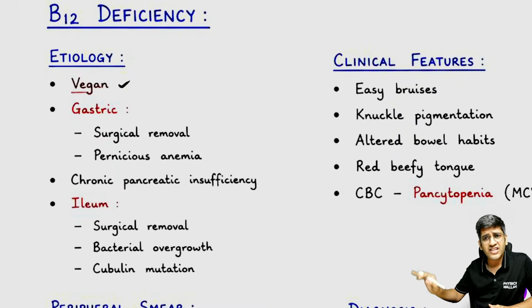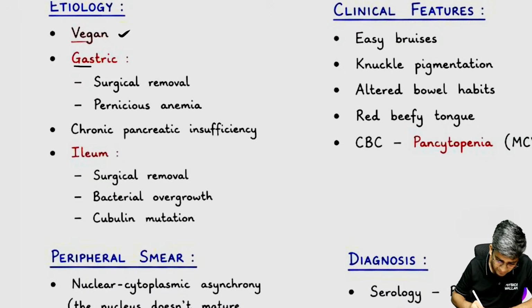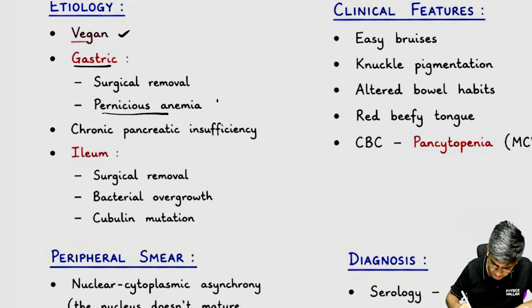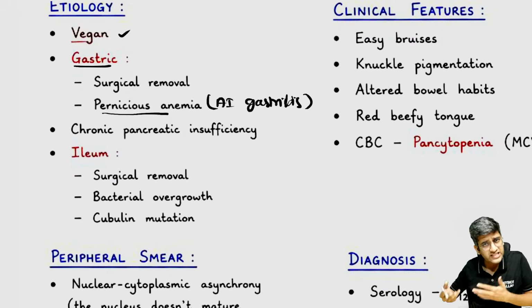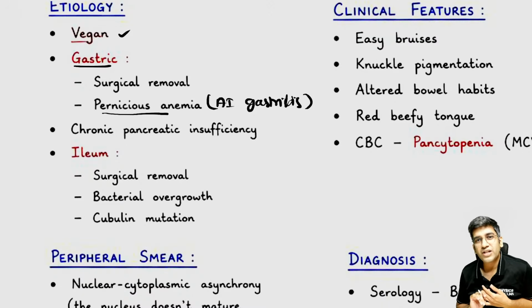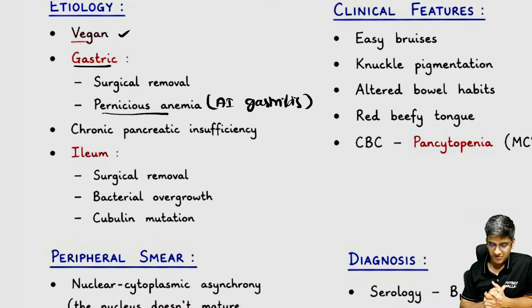The rest, everything are absorptive deficiencies, right? You'll have gastric problems when parietal cells are gone: autoimmune gastritis, or a gastrectomy. Autoimmune gastritis is your pernicious anemia, where I'm going to have antibodies against the intrinsic factor of Castle or against the parietal cells. Mutation, transcobalamin deficiency, or tubulin receptor defect are very, very rare. Let's go to common ones first, fine?